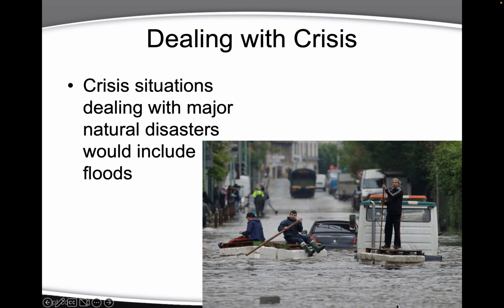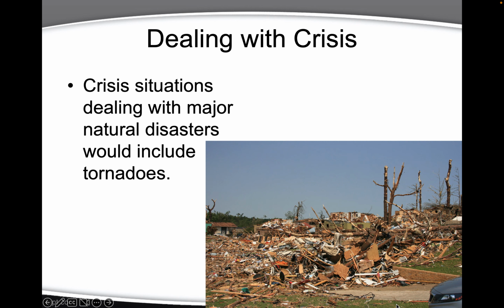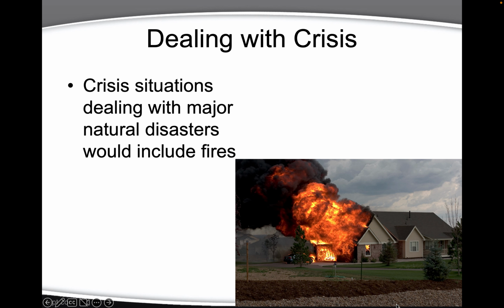Disasters would include natural disasters. Crisis situations dealing with major natural disasters would include floods, which are happening right now in Orlando, Florida. They would include tornadoes. They were afraid that there were going to be tornadoes in Florida, but instead it was just a hurricane. Just a hurricane. They set records for storm surges.